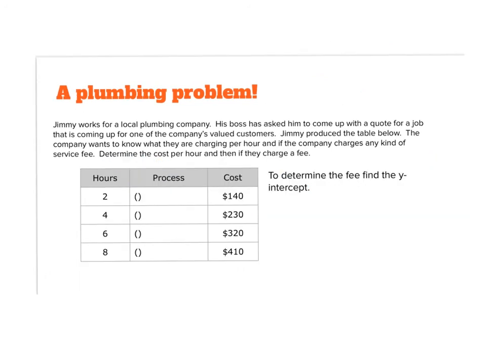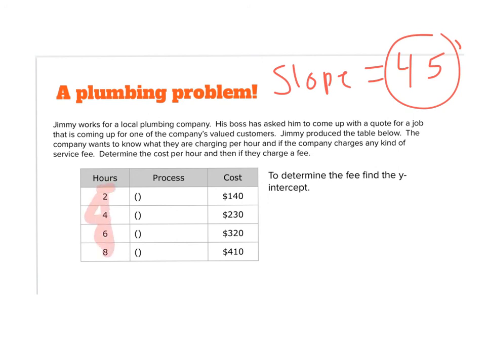Okay, so when we're looking for the y-intercept, remember we need to make sure we have determined our slope. And in this case, we know our slope is equal to 45. And if we're interpreting, we said $45 per hour. But for finding the y-intercept, we can just say 45. So the steps for finding the y-intercept are we're going to take all these x values and multiply them by our slope. So I'm going to say times 45, times 45 all the way down.